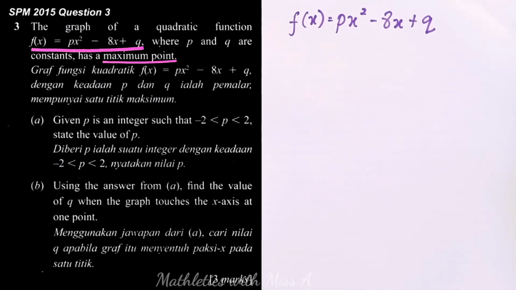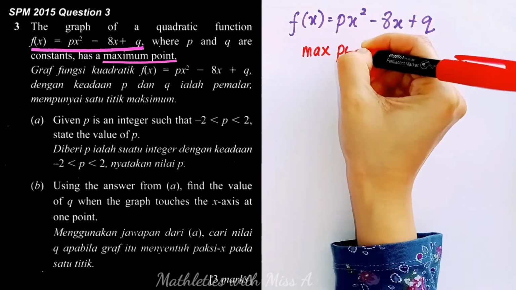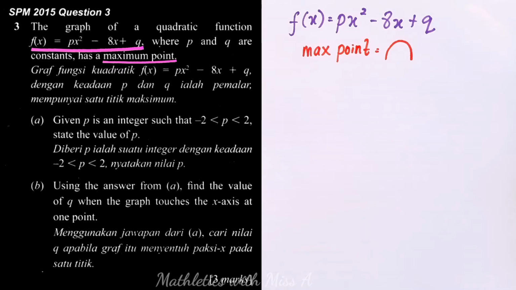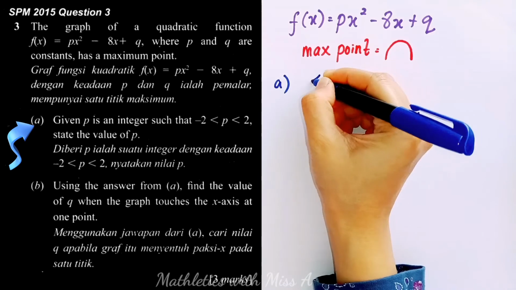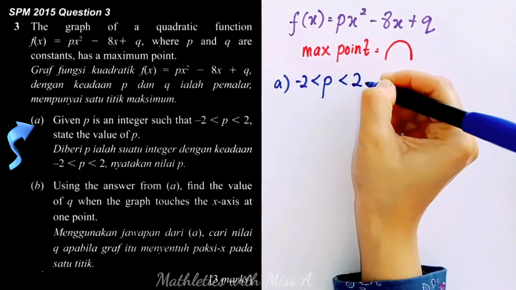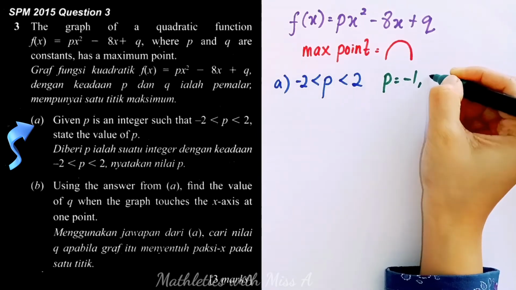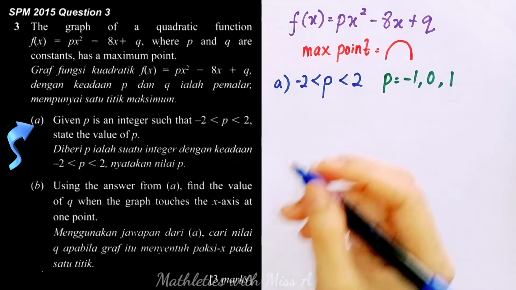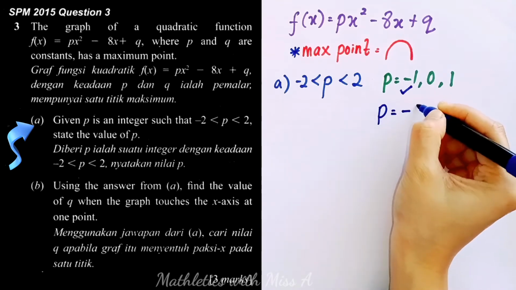The graph of a quadratic function f(x) = px^2 - 8x + q, where p and q are constants, has a maximum point. A, given p is an integer such that p is larger than negative 2 and less than 2, the value of p is either negative 1, 0 or 1. Because of the maximum point, the value of p must be negative, so p equals negative 1.